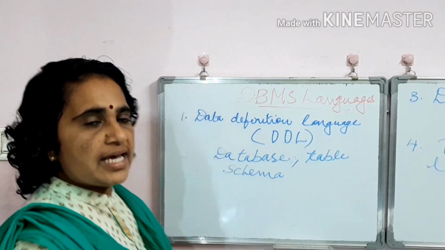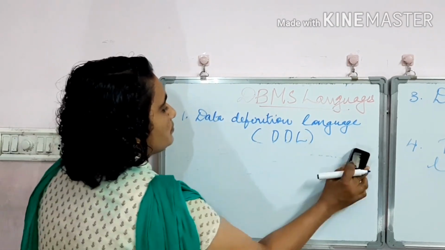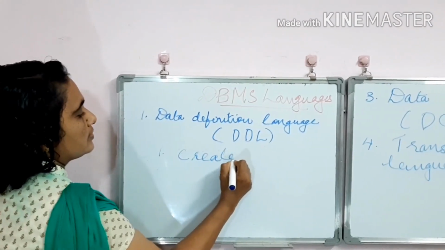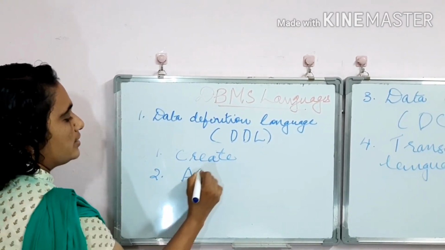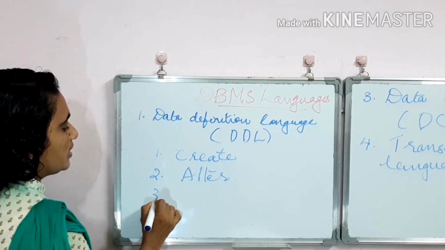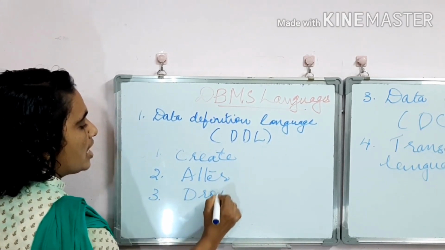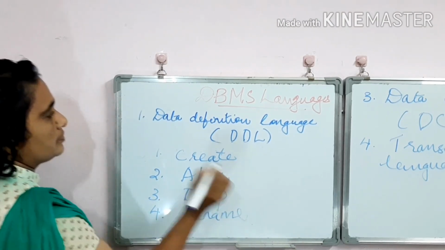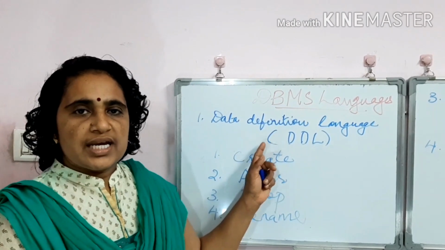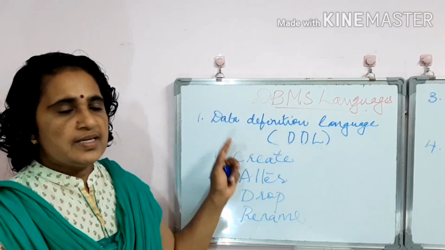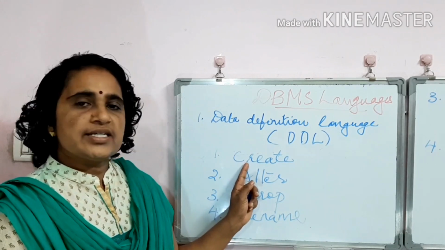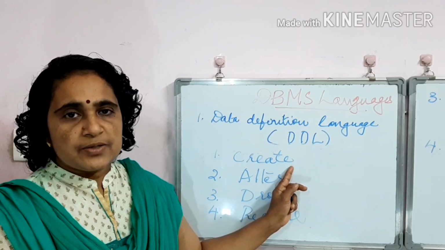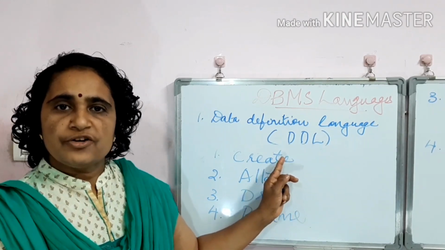This data definition language commands include: first one, create; second, alter; third, drop; and the fourth one is rename. Data definition language defines the schema of the database, and the schema of the database can be created by using the create command. Create command is used to create database objects such as tables or views.